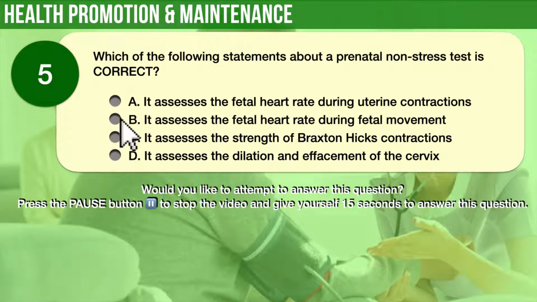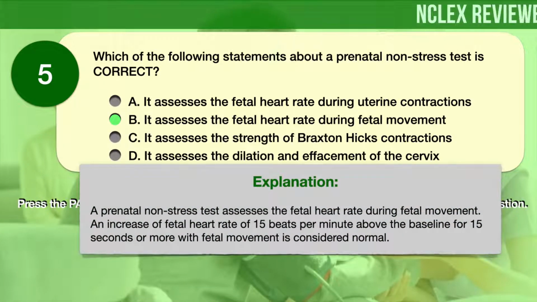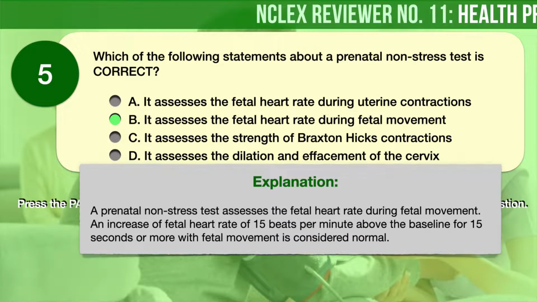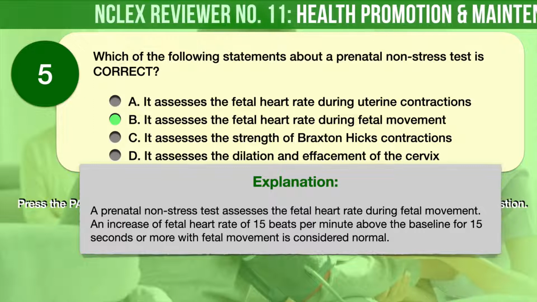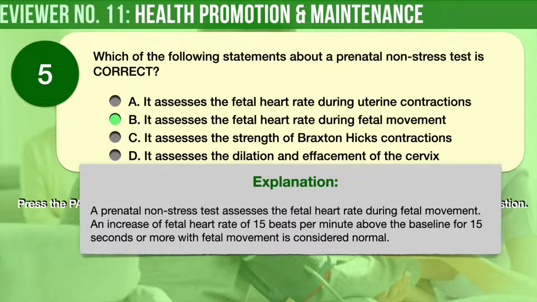The correct answer is B. It assesses the fetal heart rate during fetal movement. The prenatal non-stress test is a measure of fetal well-being. An increase of fetal heart rate of 15 beats per minute above the baseline for 15 seconds or more with fetal movement is considered normal.